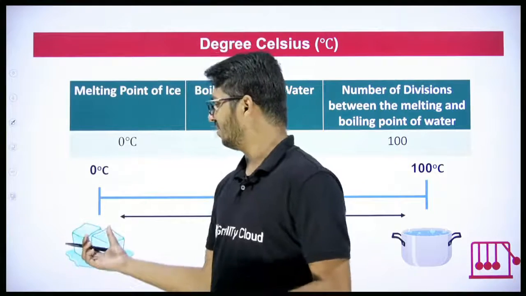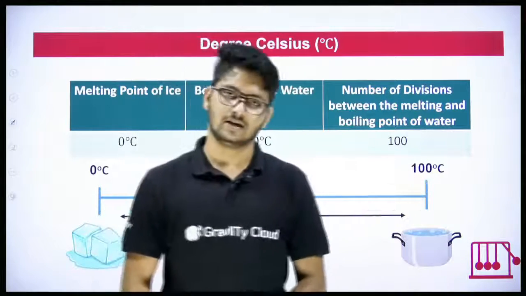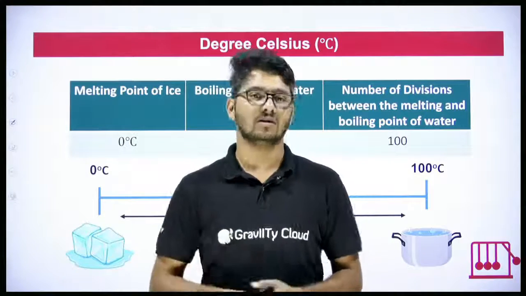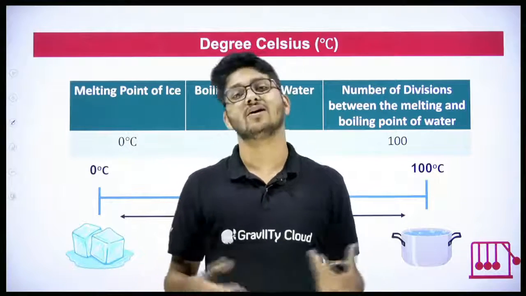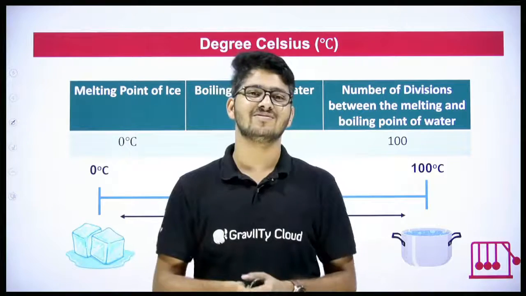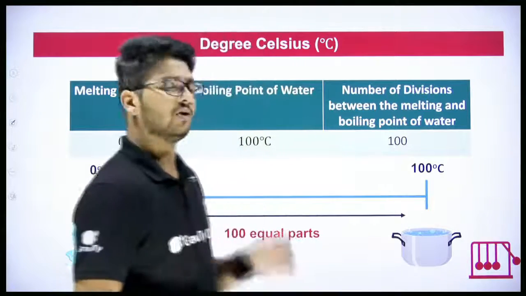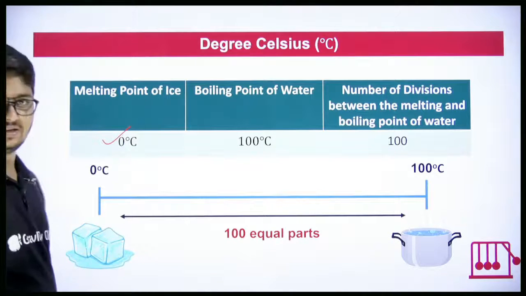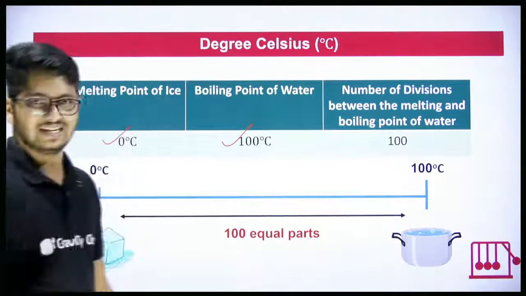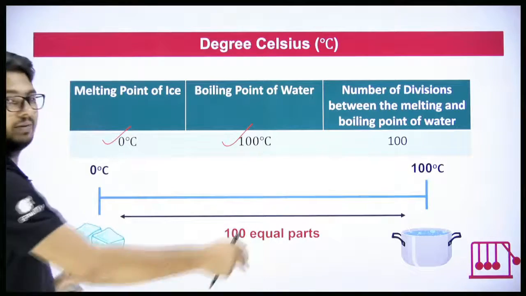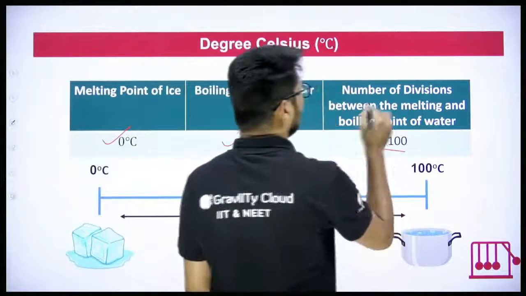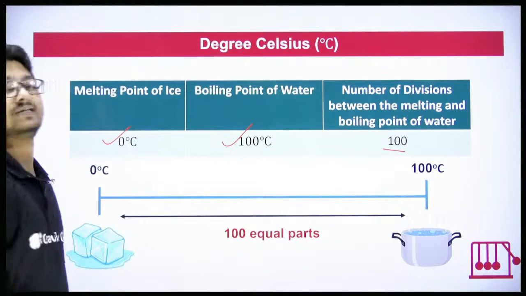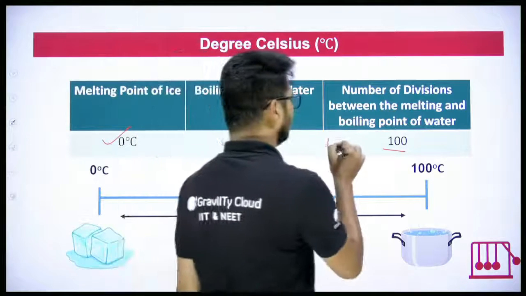Celsius took the melting point of ice as 0 and the boiling point of water as 100. Now you might say, sir, I will define a unit, I'll take the melting point as 10 and the boiling point as 50. Can I do that? You can do it. You can call it by your name. But the standard ones are these. Celsius is one of the standards, where the melting point of ice is 0 degrees Celsius and the boiling point of water is 100 degrees Celsius. And how many parts do we have in between? 100 minus 0, 100. The number of divisions between the melting and boiling point of water is 100. Clear?